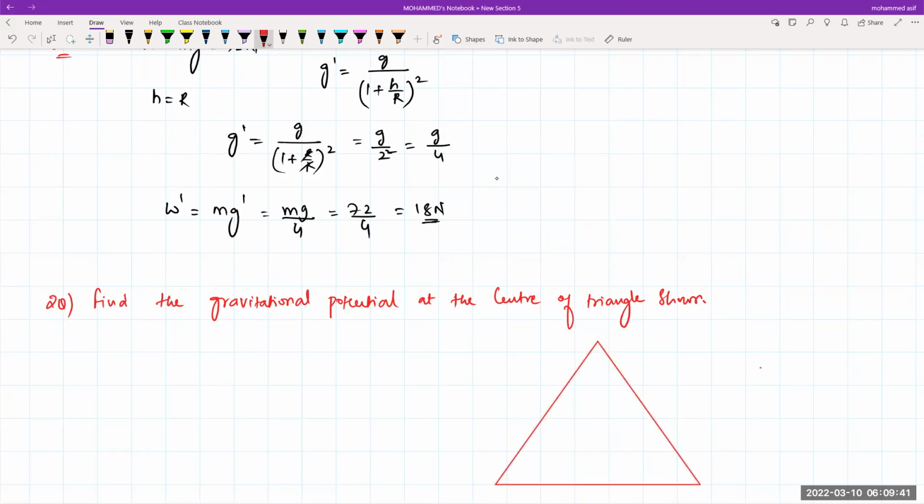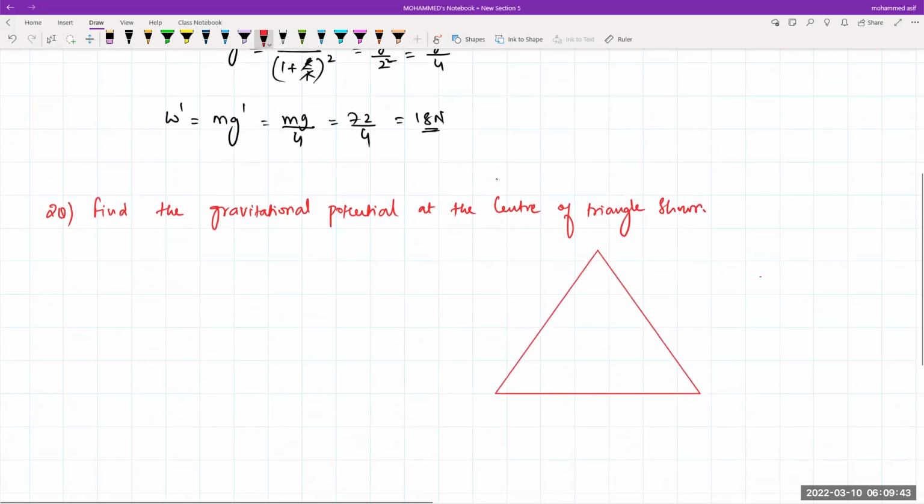This is your triangle. We are having mass m here, mass m here, and mass m here. All the distances are a, and from the center all the distances are r. This is making an angle of 30 degrees at point O. Find the gravitational potential at the center of the triangle.